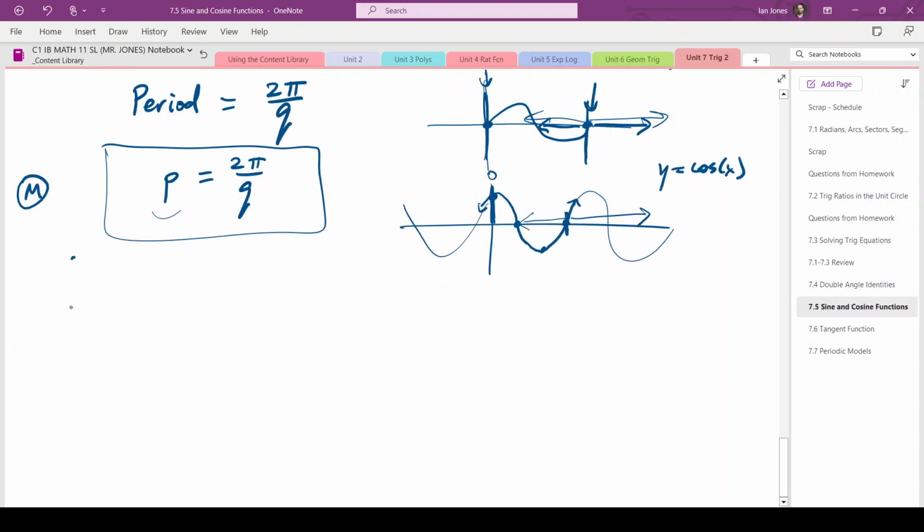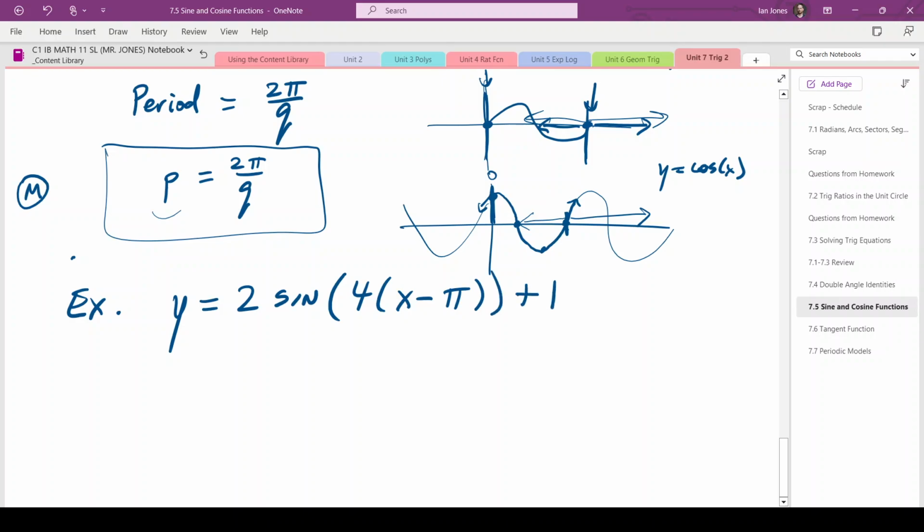Okay, let's suppose that we have y equals 2 sine of 4 times (x minus pi) plus 1. Okay, so I've really loaded up with all the different transformations.